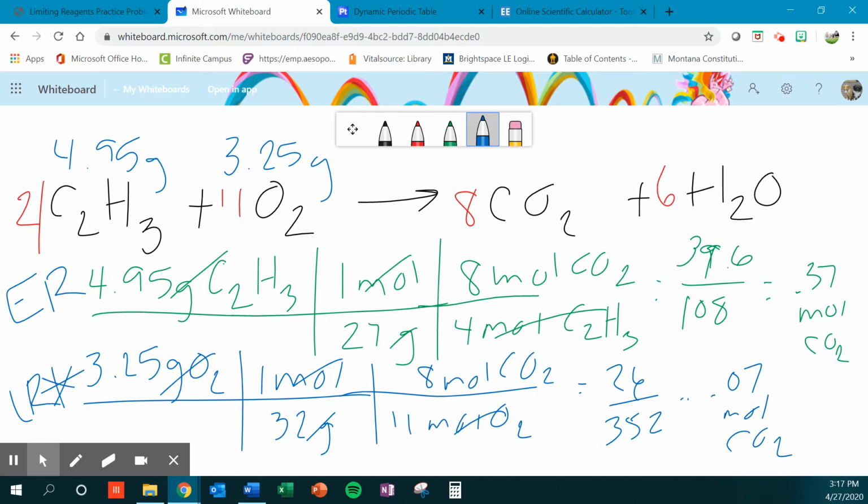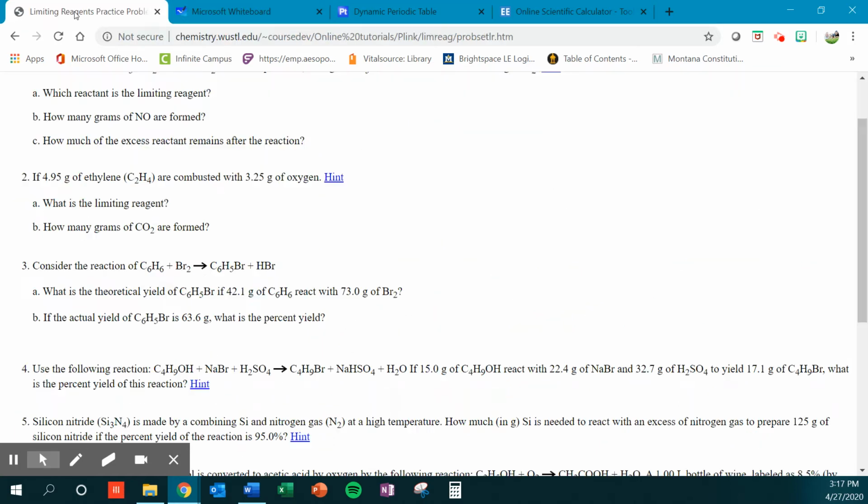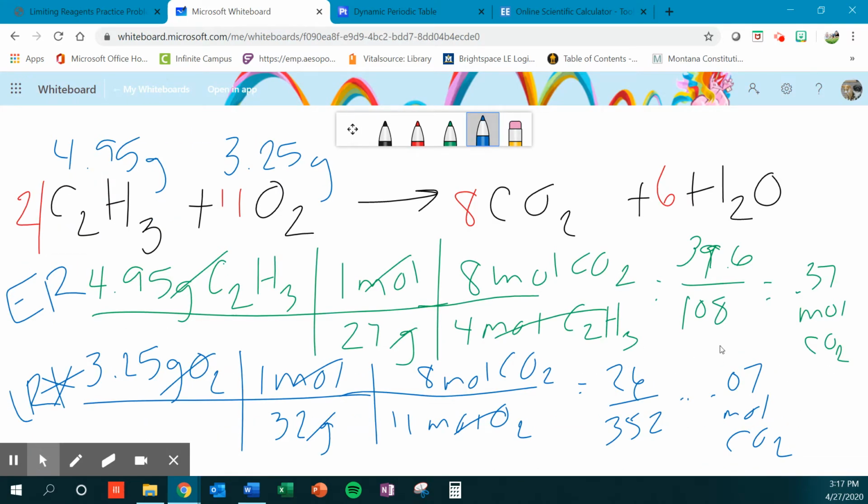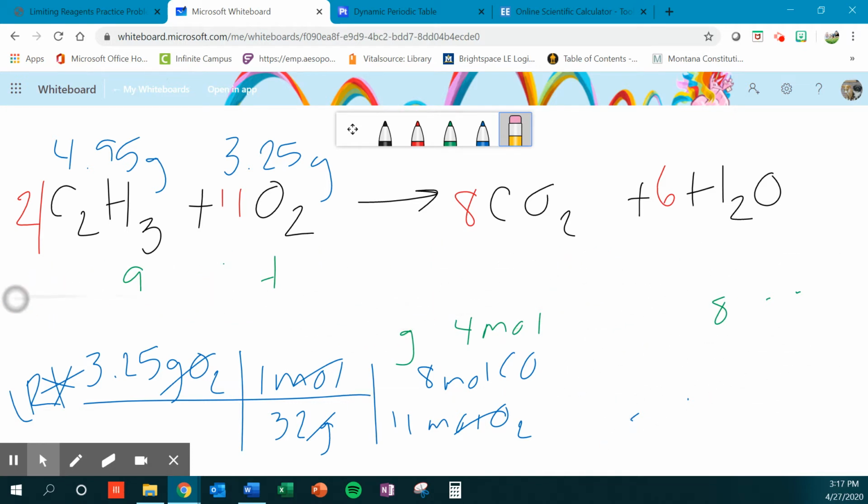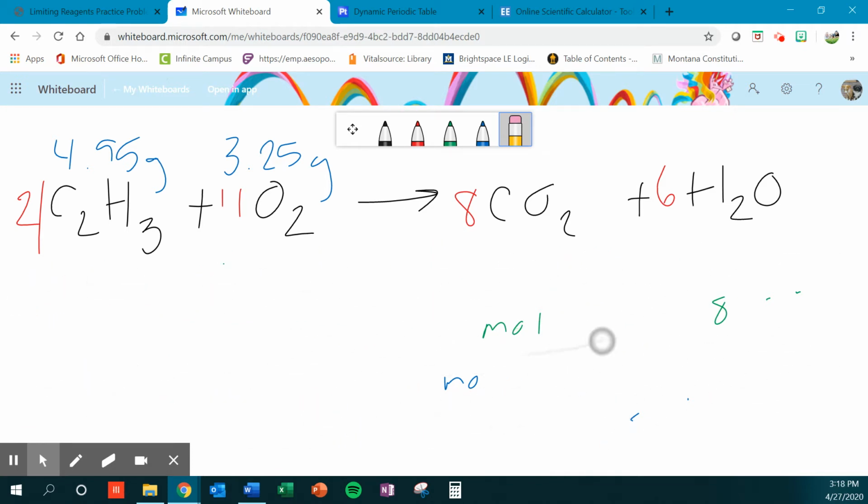And so now it says the second part of the problem would just be figuring out how many grams of this would be formed. So we would always just take it off of the limiting reactant. So since we know we have 0.07 moles of CO2, because we always base it off the limiting reactant because that's the most that it could produce.